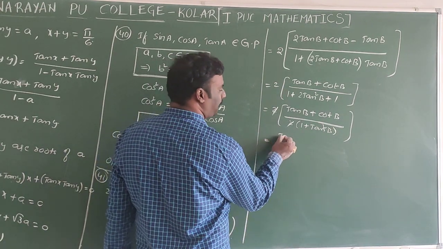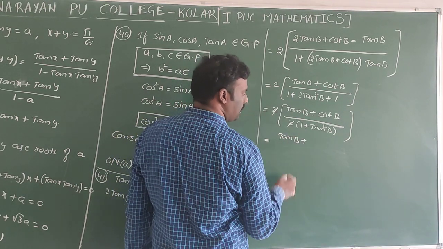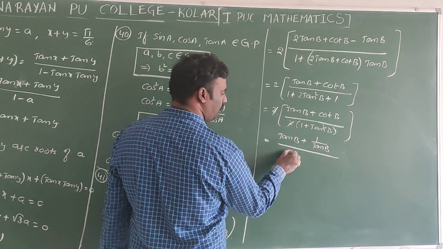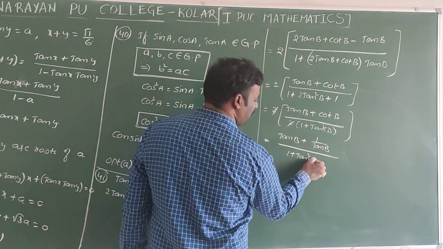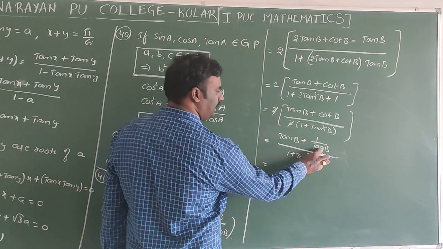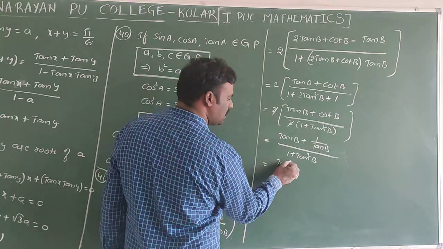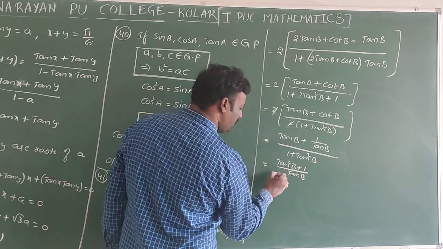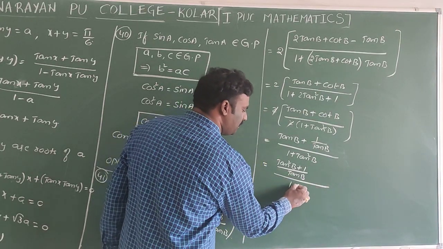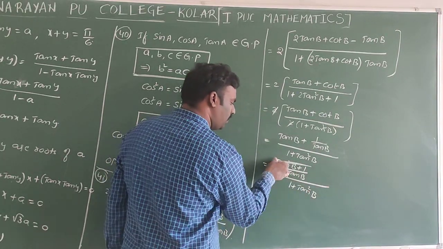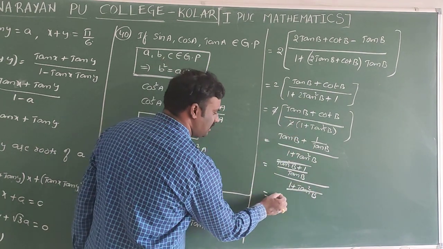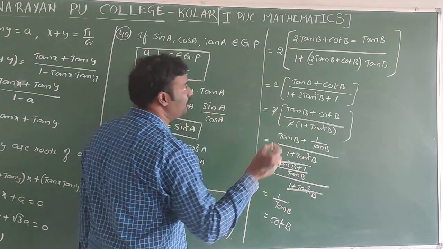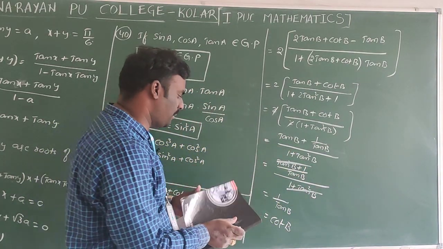That's why tan B plus cot B can be written as 1 by tan B plus tan B, that is 1 plus tan square B by tan B. If you take LCM, numerator tan square B plus 1 by tan B, by denominator 1 plus tan square B. Now 1 plus tan square B, 1 plus tan square B gets cancelled. Now 1 by tan B is remaining. That is nothing but cot B, the answer for question number 41. Option C is the correct answer.